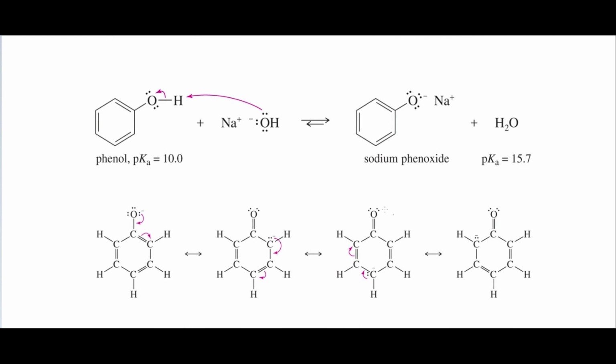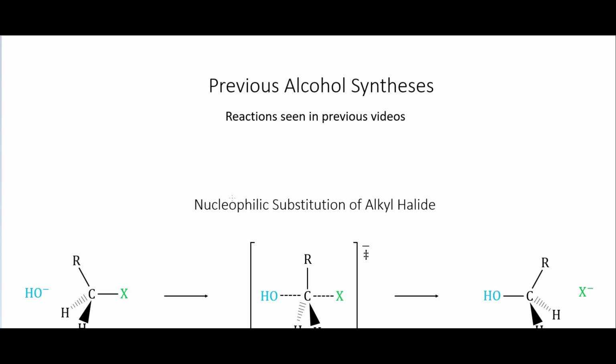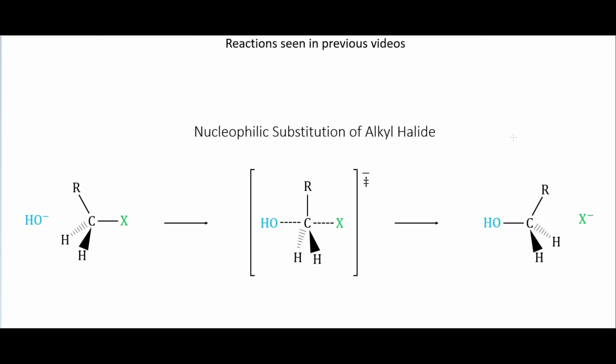And we can see here this is why the phenol is more acidic than, just like a primary alcohol, for instance. That's because we have this resonance stabilization that we can see down here, where the negative charge on that oxygen can be shared throughout that ring. All right, and so as I said, I'm going to quickly go through some of the previous alcohol syntheses that we've already seen in previous videos, so I'm not going to spend too much time on the mechanisms here.